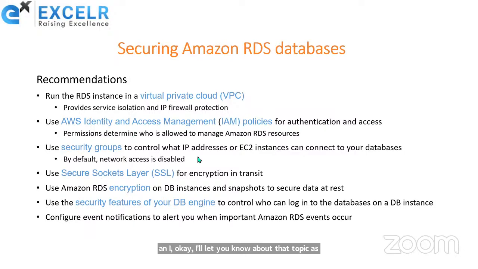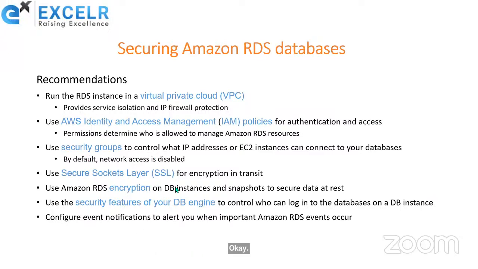Use security groups to control which IP addresses can access the instance. You know security groups, right? What kind of ports we allow and how we block external access from the public internet. By default, the network access is disabled, right? You know that. So you need to make sure which ports are actually required and enable them with the help of security groups.